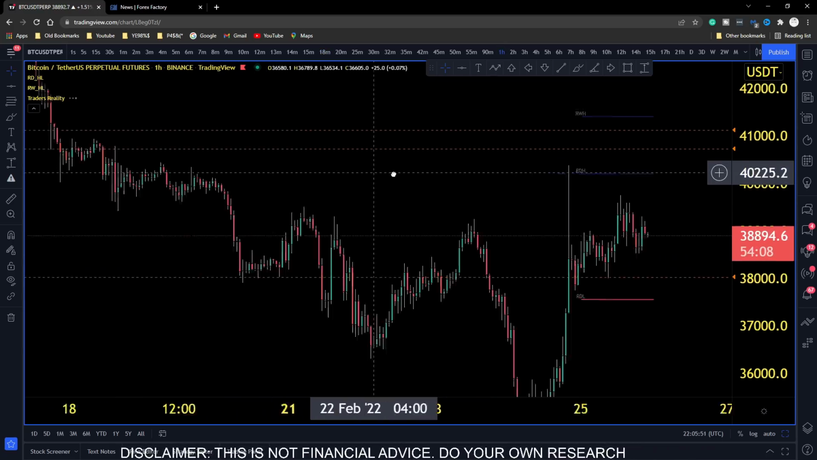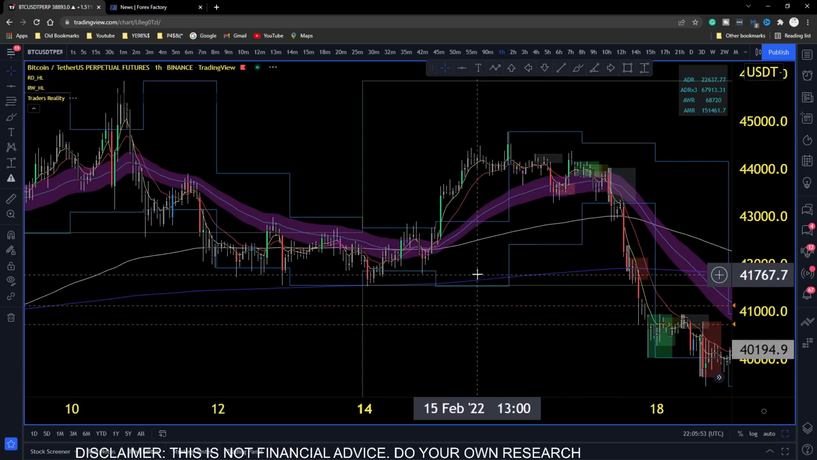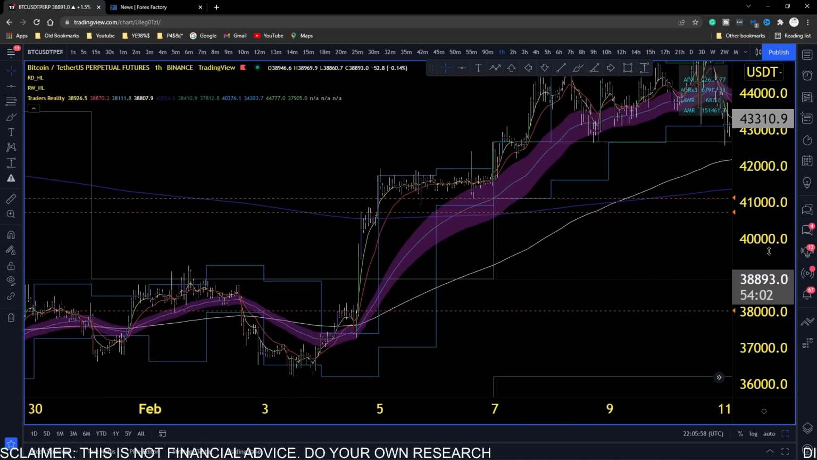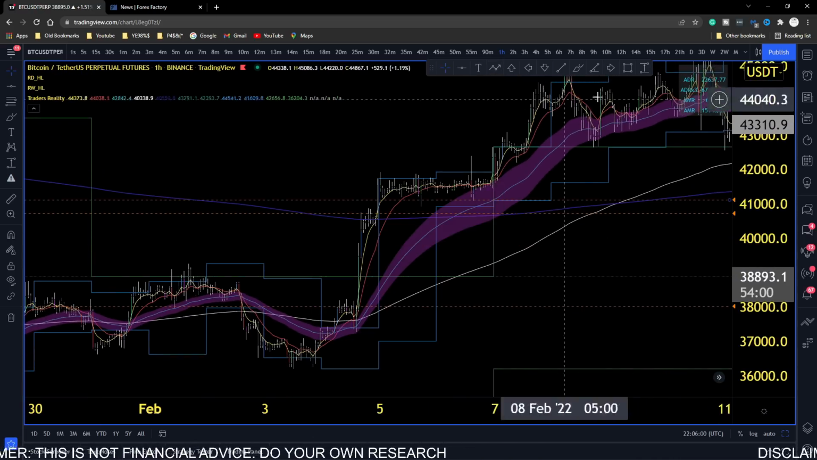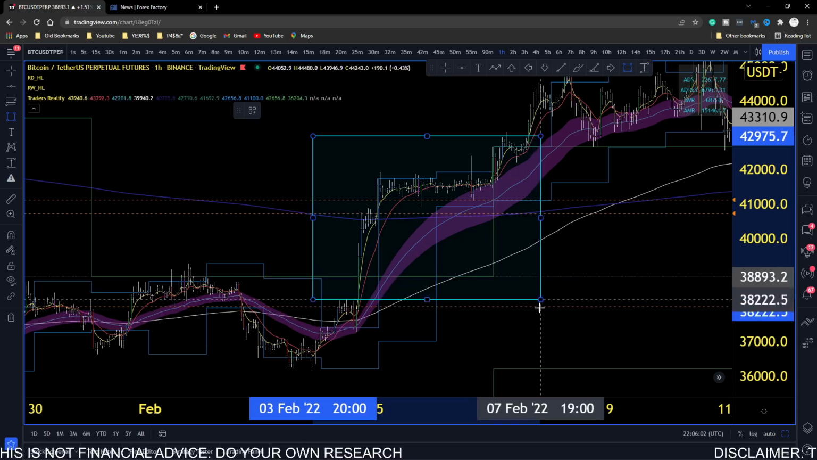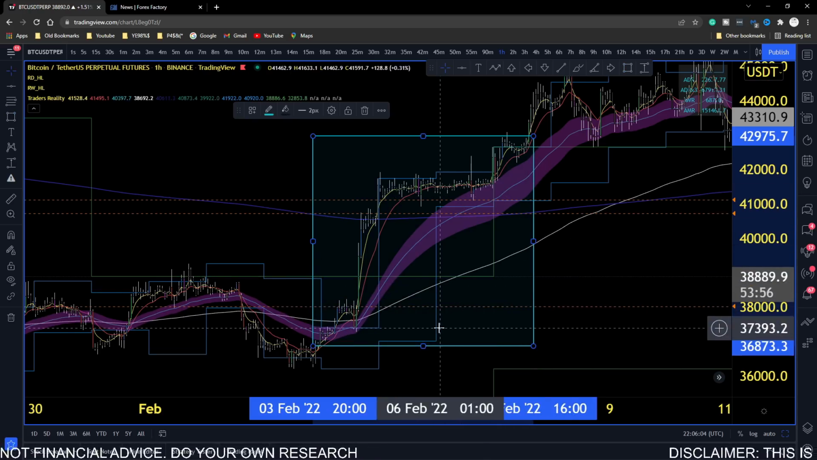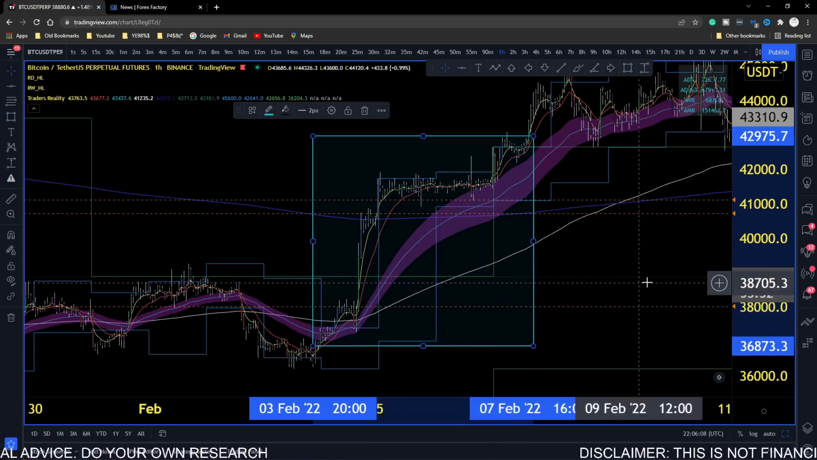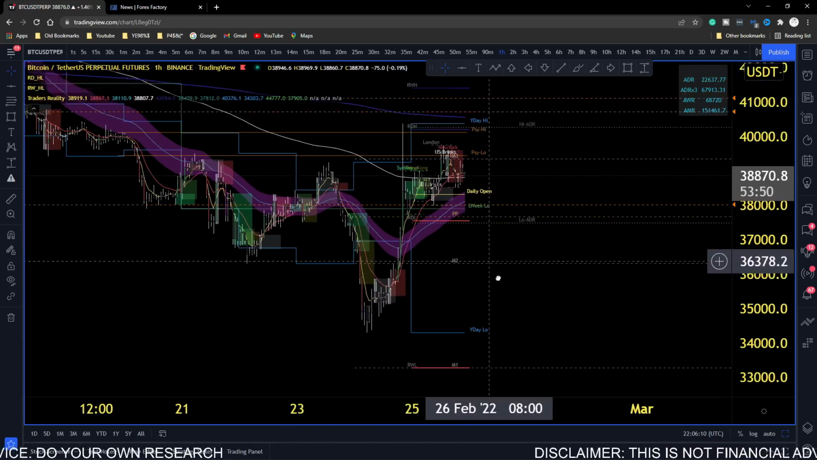Get the 1 hour time frame up and go back. Does that ring a bell? Does this zone here ring a bell? Because it's exactly the same thing. Does that mean it's going to happen? Well, let's just look at the logic.